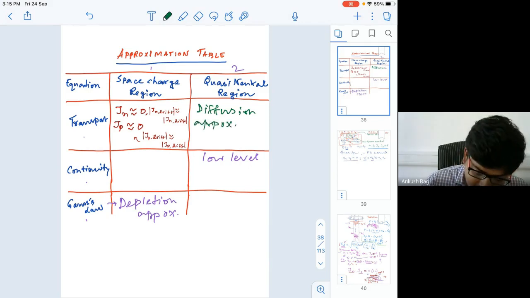Diffusion approximation for minority carrier. Minority carrier.